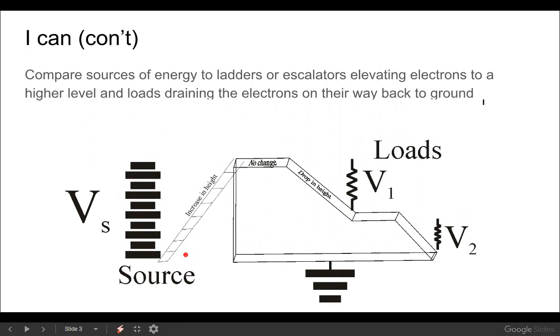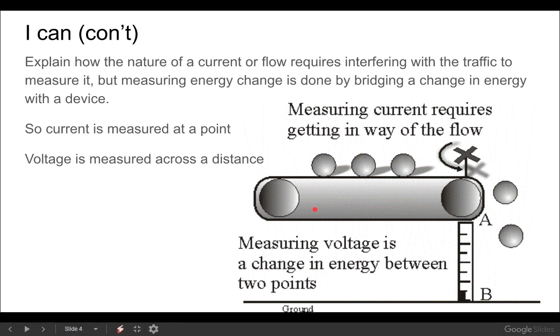Okay, you need to be able to compare sources of energy to ladders or escalators elevating electrons to a higher level and loads draining the electrons on their way back down. So a battery, a voltage source, is a stack of plates that functions like an escalator, and the loads are areas where your total energy changes. You convert your energy from height, if you were a skier, to speed. If this was a wire, you change your voltage to heat, and you lose voltage on the way down.